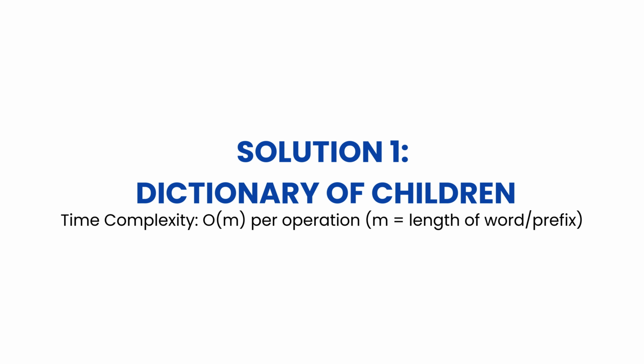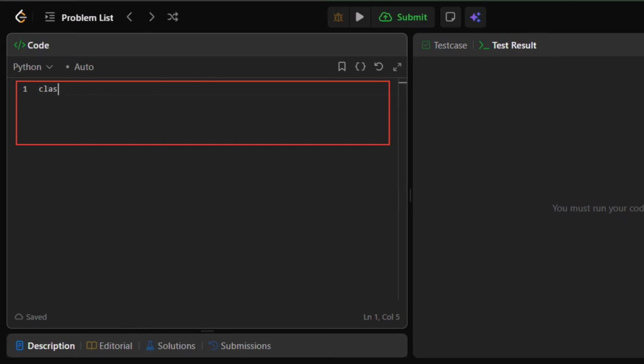Now let's implement the dictionary-based trie, storing each node's children in a hash map for flexible and clean prefix operations. We start by defining a trie node. Each node represents one character in a word. In the node's constructor, we set up two things. Children, a dictionary mapping letters to the next trie node. is_end, a flag marking whether this node ends a complete word.